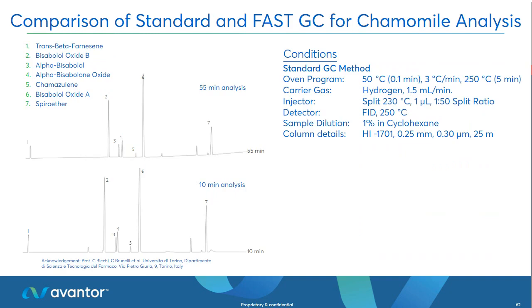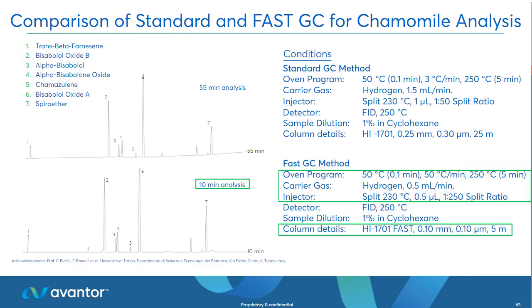So then when we look at the comparison of standard and fast GC for chamomile analysis, we can see the run has been reduced from 55 minutes to 10 minutes. Main parameters we'll be focusing on are the oven ramp rate, which is 3 degrees per minute, the carrier gas flow at 1.5 mL/min, injection volume 1 microliter, split ratio 1:50, and then the column details, it's a standard column with standard dimensions. So let's have a look at when we change these parameters in the column to fast GC, how it influences the retention time.